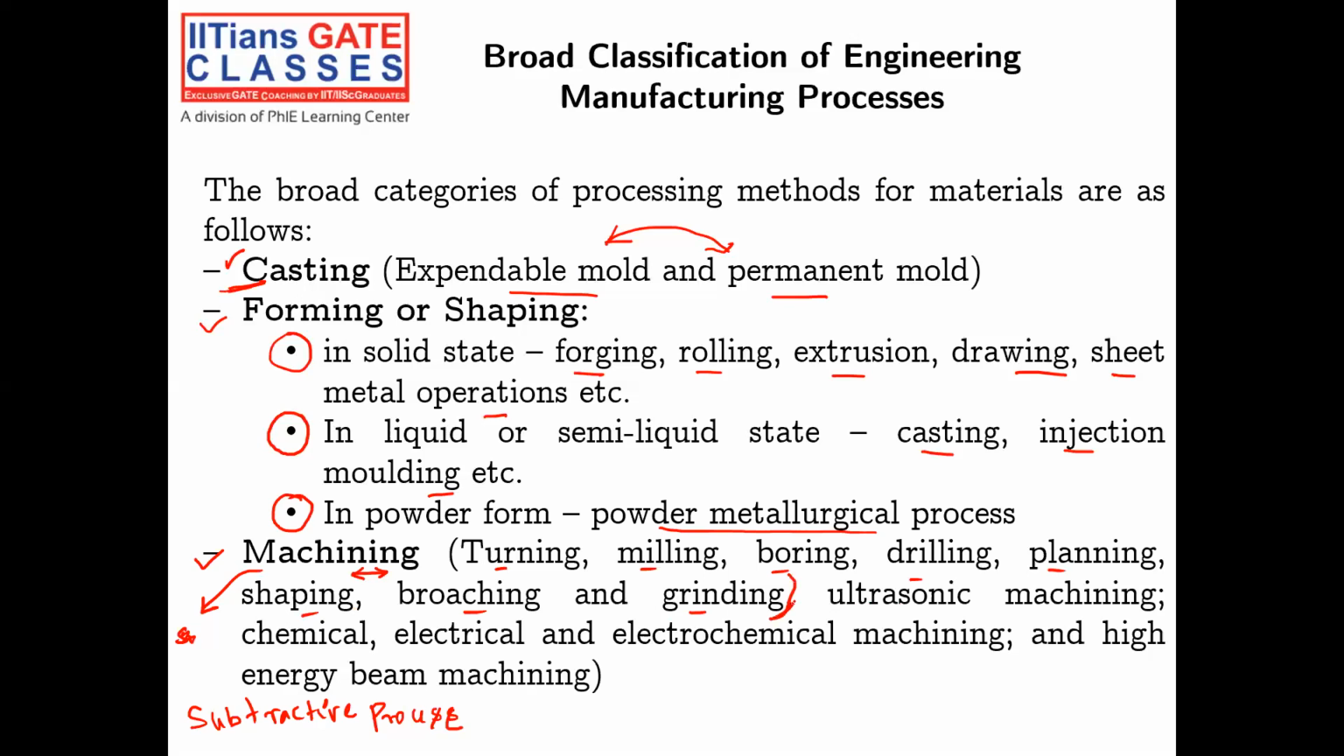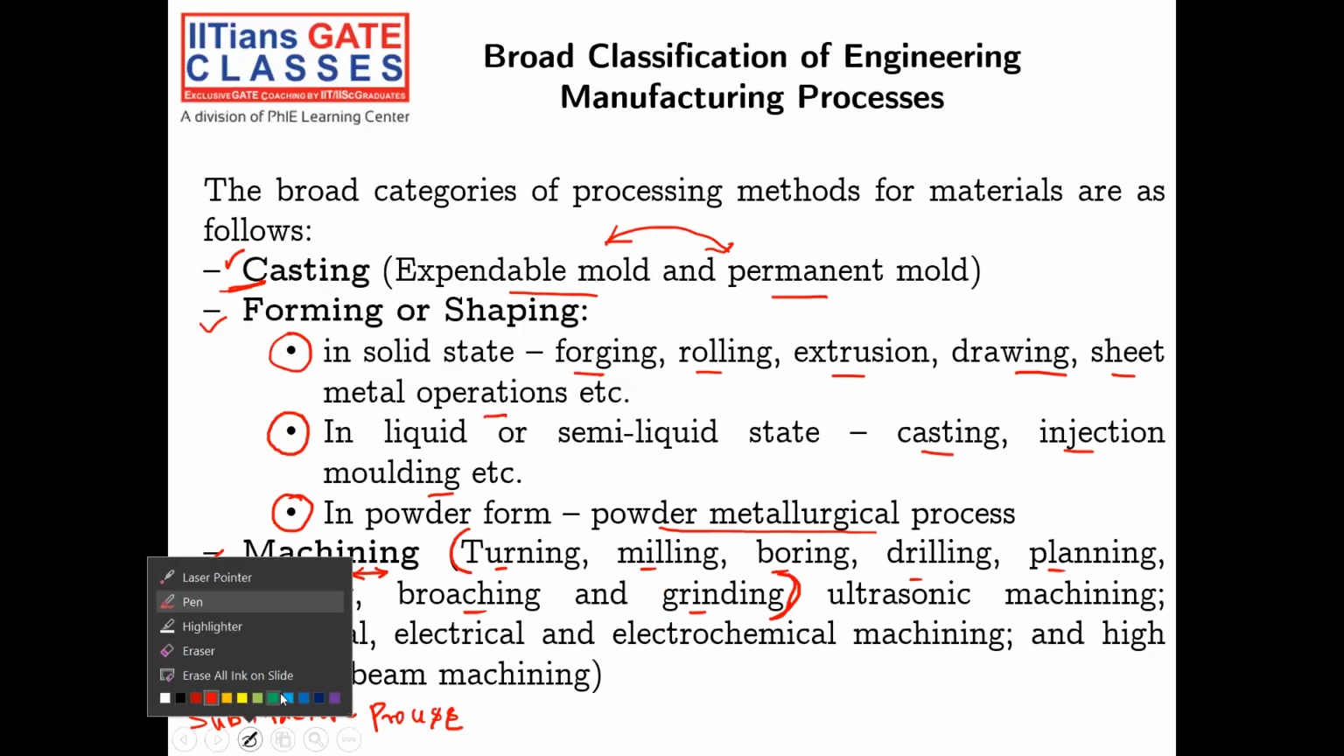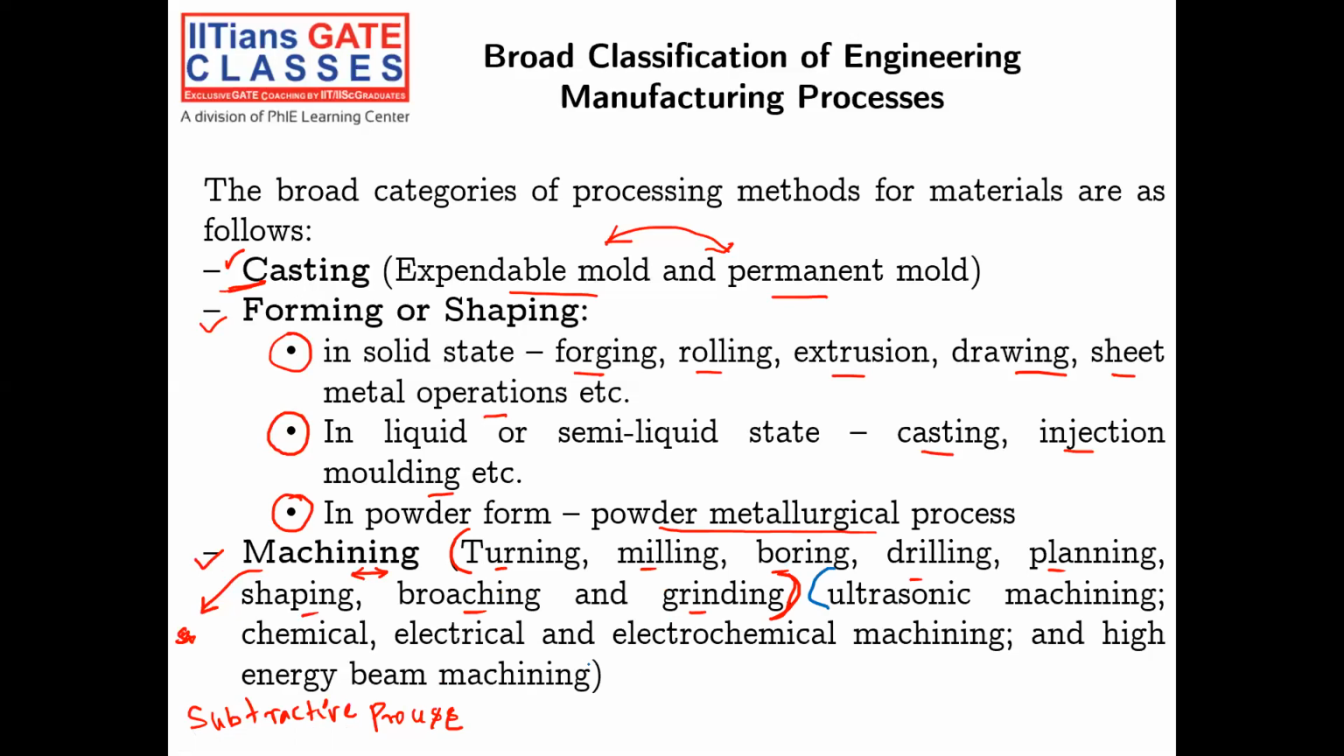Till here you have conventional manufacturing process. After that, from here to here, we have non-traditional manufacturing. It's called non-traditional or unconventional manufacturing process. So these are conventional, these are non-conventional or non-traditional. In the coming lectures, let's discuss why these are called conventional and why these are called non-traditional or unconventional process.